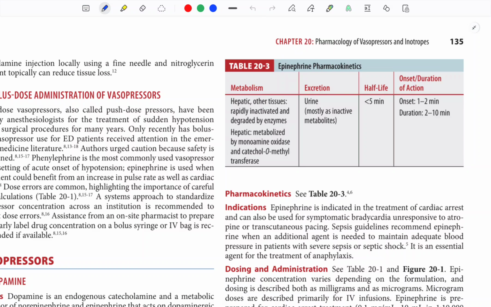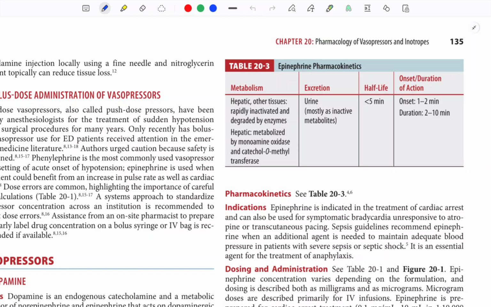Epinephrine is hepatically metabolized. Its half-life is less than 5 minutes. Onset is 1 minute and half-life is 5 minutes. Norepinephrine is metabolized via monoamine oxidase MAO and catechol O-methyl transferase COMT. So NORAD is metabolized by MAO and COMT. It is excreted in urine. Half-life is 2 minutes.